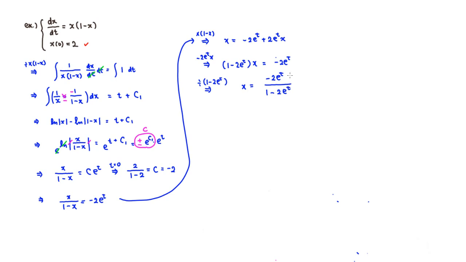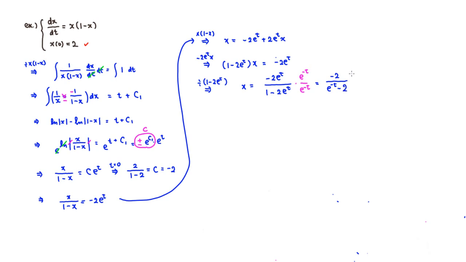If you want to make it look a little bit better, we can multiply top and bottom by e to the negative t. Then we end up getting negative 2 over, e to the negative t minus 2, since the e to the t factors cancel out.